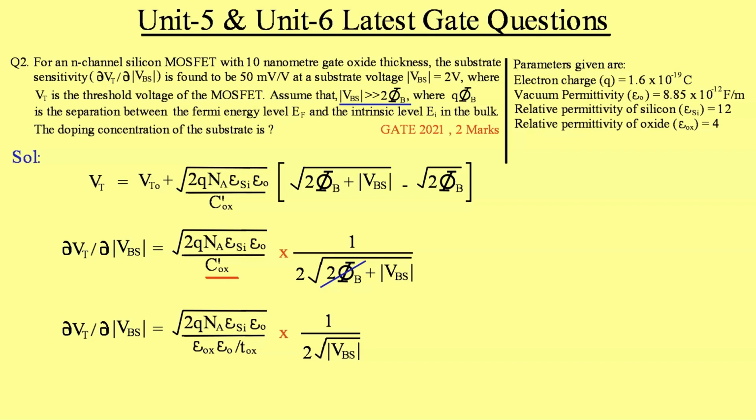By substituting the changes, we will find this modified formula. In this equation, all the parameters are provided in the question except the doping concentration Na, which we are actually supposed to find. Putting the values of different parameters in this equation and further calculating, we will get the doping concentration to be equal to 7.375 into 10 raised to the power 15 per centimeter cube.